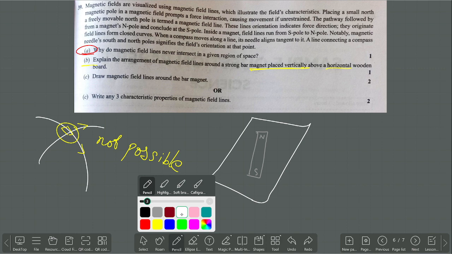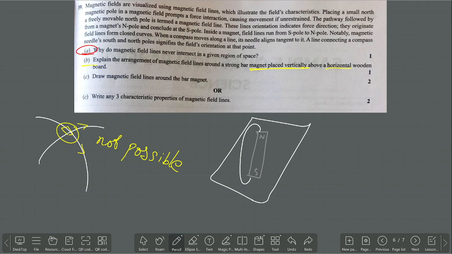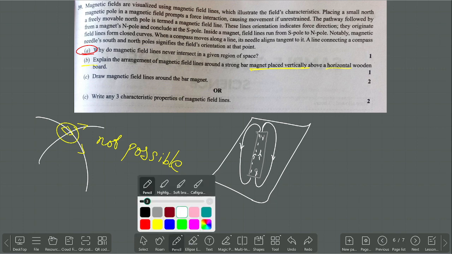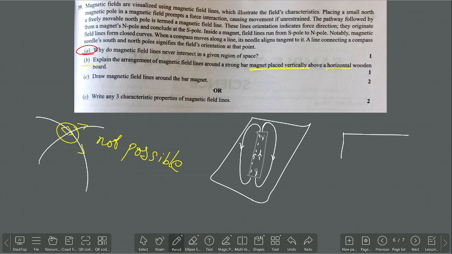the bar magnet. So just draw a line over here and then draw one more line over here, and then outside the magnet the field lines will move from north pole to south pole, and inside the magnet the field lines will move from south pole to north pole. Clear. And then C question, draw the magnetic field around a bar magnet. So we need to draw a bar magnet over here.